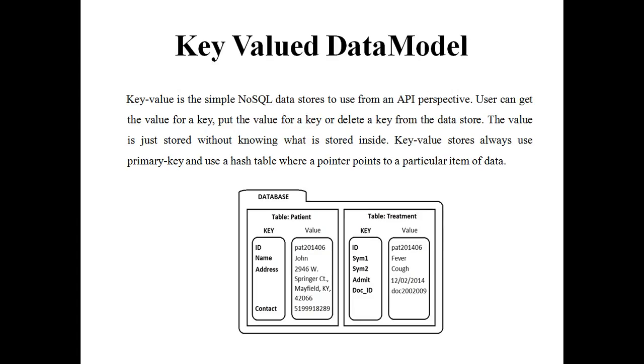Various other sites are also using NoSQL because it supports big data, which means storing a large amount of data in the form of petabytes, terabytes, and it supports four database models. First is the key-value data model. Here the data can be put for a key as well as deleted from a key, and the key-value always stores using a primary key and a hash table which points to a particular item of the data.